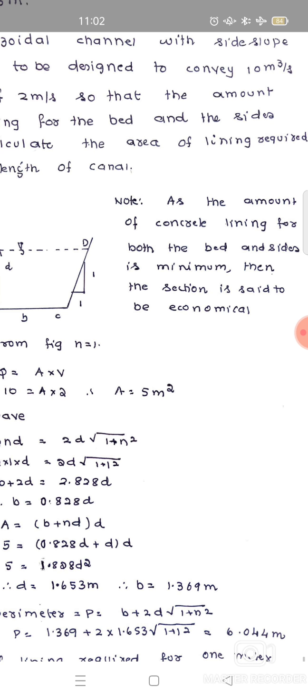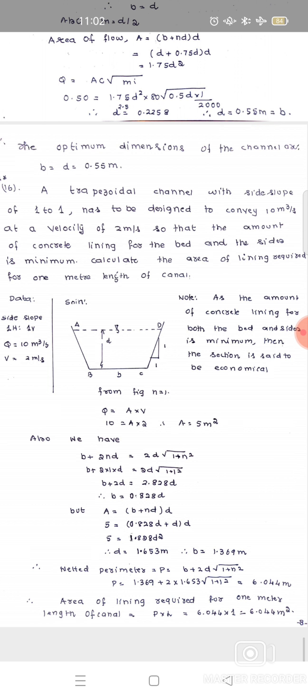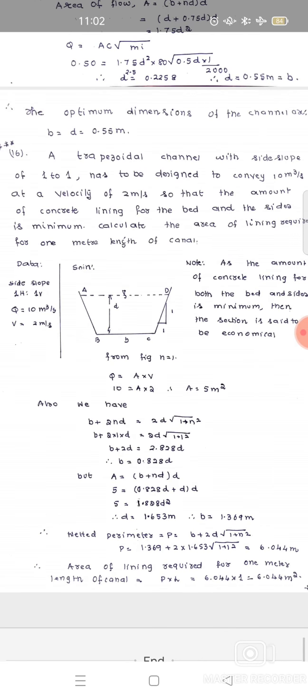So note, as the amount of concrete lining for both the bed and the sides is minimum, then the section is said to be economical. When they are saying the bed is minimum, or when the concrete required for the lining, beds and side slope is minimum, then it is very clear it is the most economical section, because when the lining or the excavation is minimum, then of course the cost of cutting will be minimum, we'll say this will be an economical section.